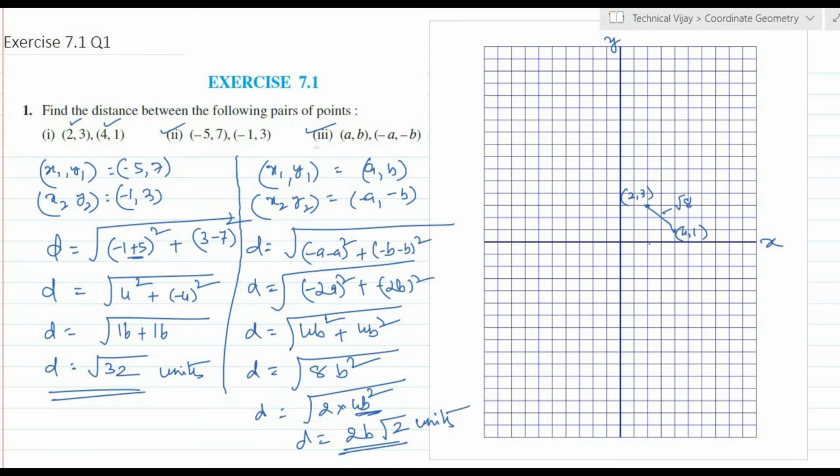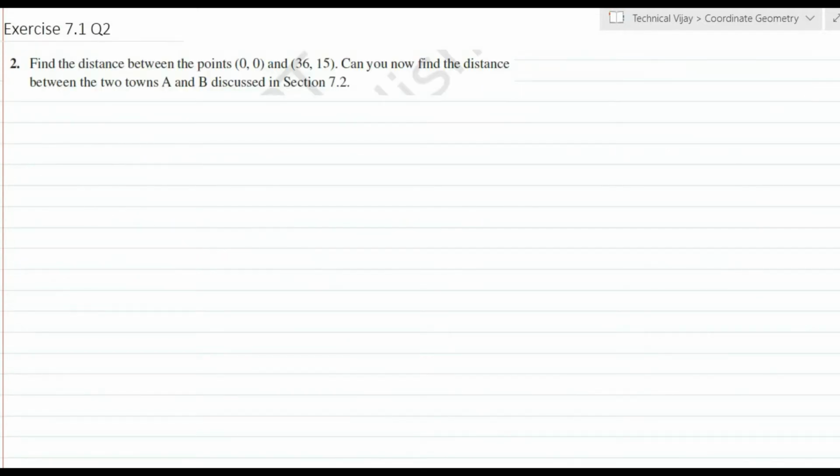So we'll go for the next question. Find the distance between the points 0, 0 and 36, 15. Can you now find the distance between the two towns A and B discussed in section 7.2? So here x1 comma y1 is equal to 0 comma 0, and x2 comma y2 is equal to 36 and 15. Okay, this is 36.